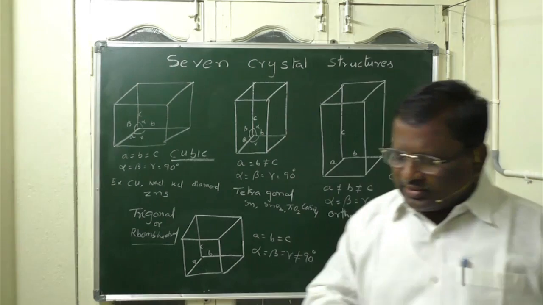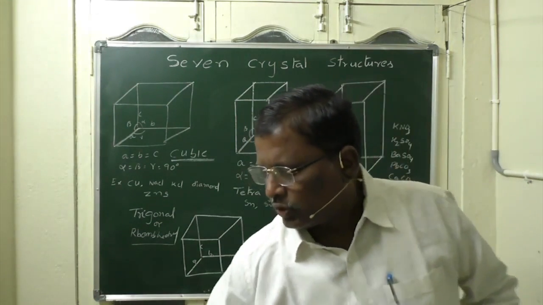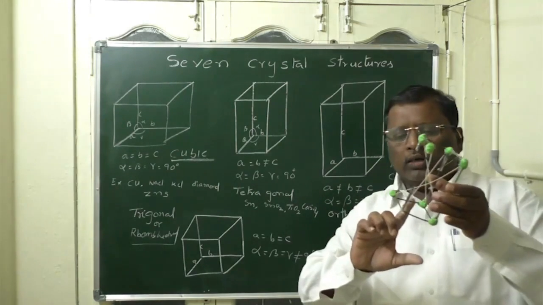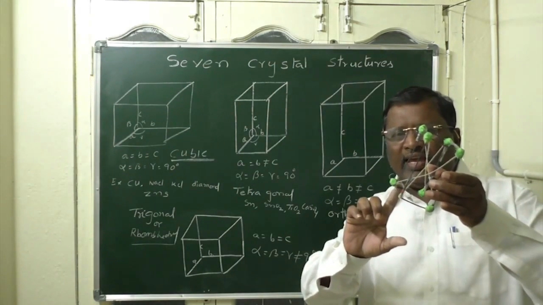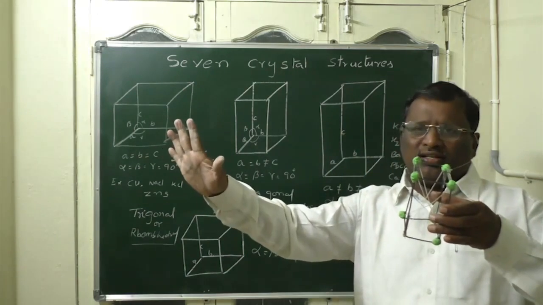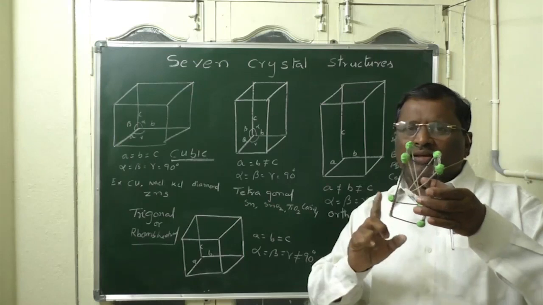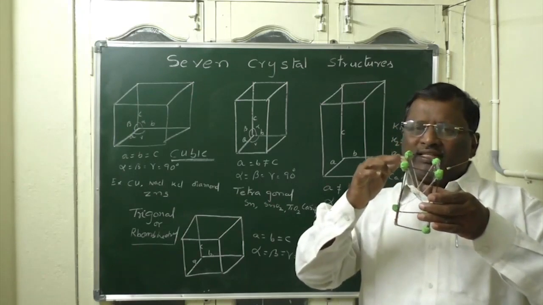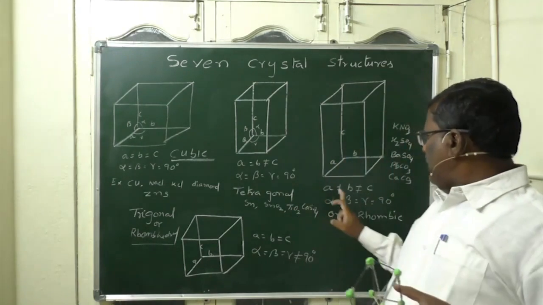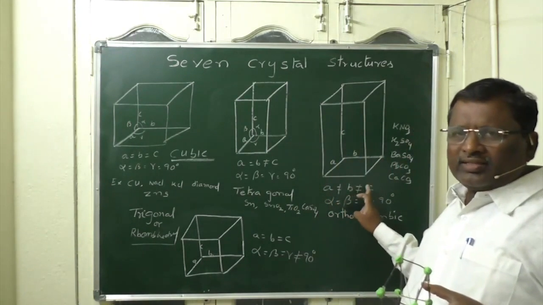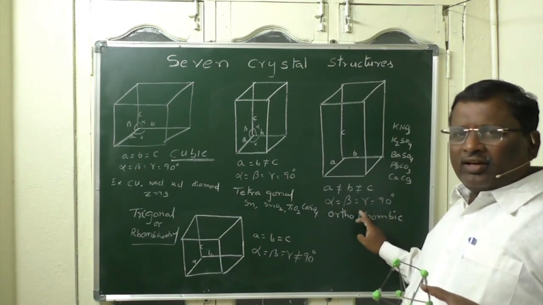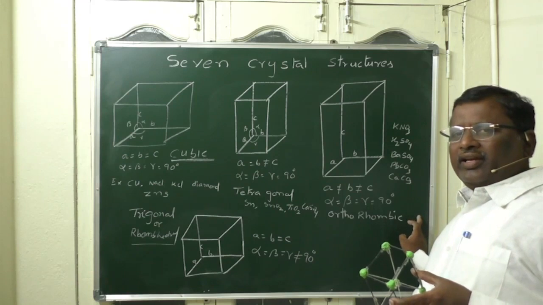In the third case, this is orthorhombic. Here you have 3 different parameters, A, B and C are not equal at all. A is different, B is different and C is different. Length, breadth and height are different. So, that is why A is not equal to B is not equal to C, but alpha, beta, gamma are equal and it is not equal to 90 degrees.